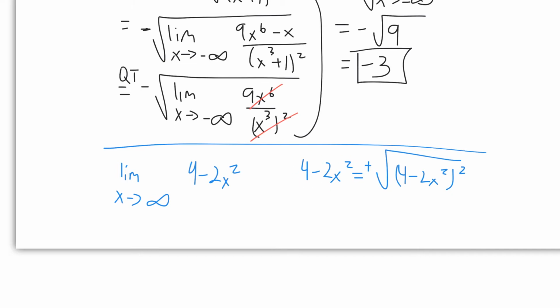Well, if we think about taking a really large value of x, like 100, well, 100 squared will be a large value. 2 times 100 squared, that's a large value. 4 minus that large value is going to be negative. And so this portion is actually less than 0, which means we don't take the plus, we actually take the negative. And so you need to be really careful. Just because x is approaching positive infinity doesn't mean you take the positive value. You always have to think about it. You have to reason out, as x approaches infinity, what's happening to this quantity? Is it becoming positive or is it becoming negative?